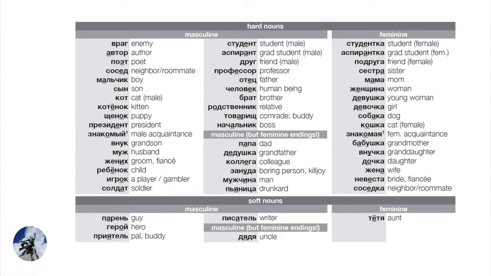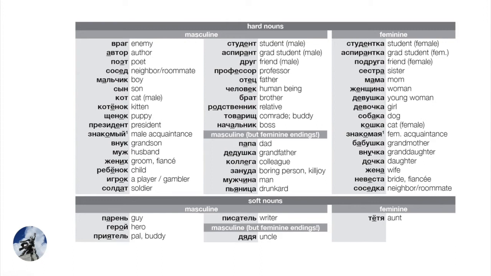Okay, what about soft nouns? Let's look at some soft masculine nouns. Парень, a guy. That can also mean a boyfriend. Герой, приятель, писатель.